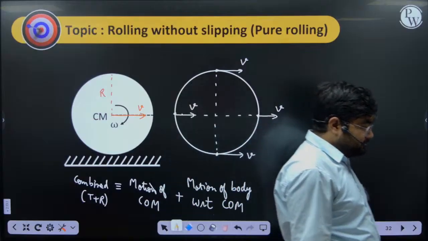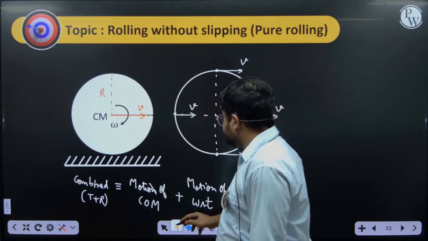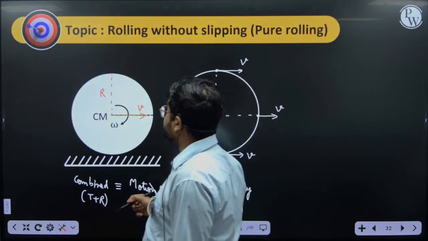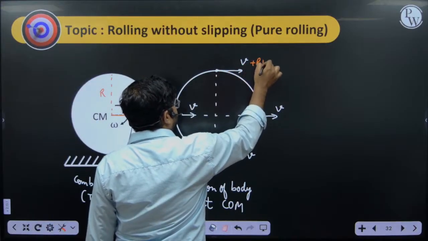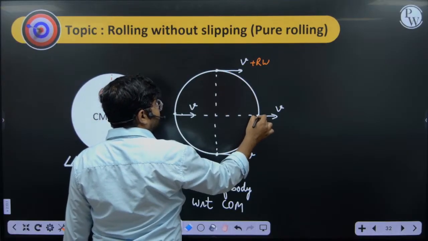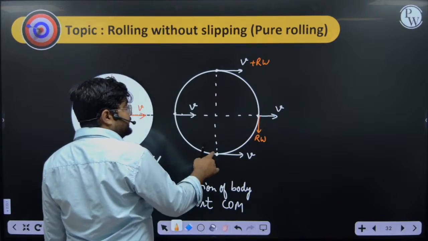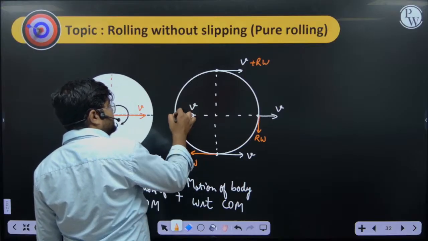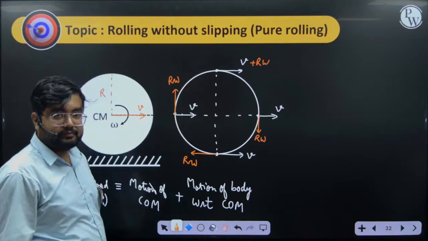And now comes the rotational motion part. It is rotating with omega, so tangential velocity will be there as r omega, and it is simply added. Here the tangential r omega is going to be like this, here it is going to be like this, and here it is going to be in this direction.